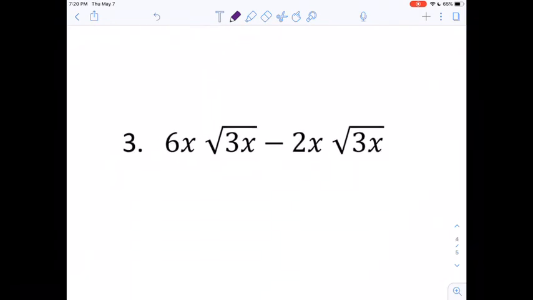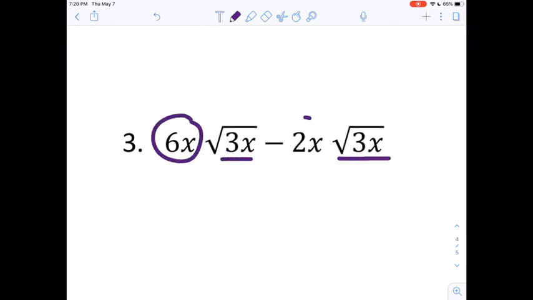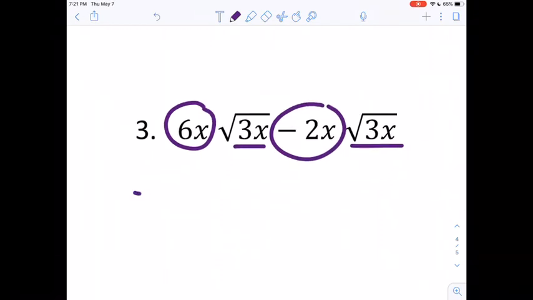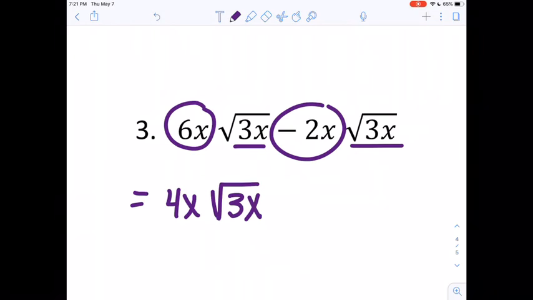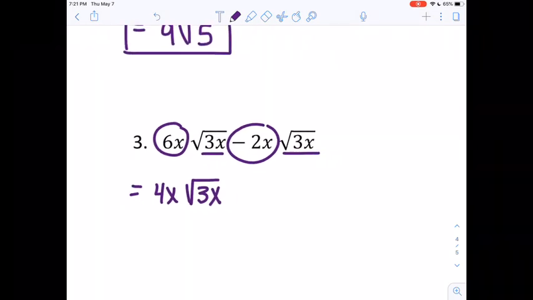Okay, number 3. These match, so I'm going to combine the numbers in the front. So 6x minus 2x, that's 4x, and the 3x is going to stay exactly the same. Do not combine the insides.